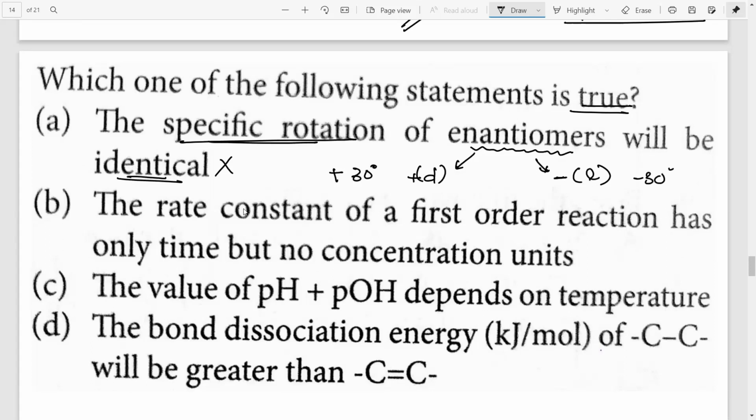Okay. Next is the rate constant of a first order reaction has only time but no concentration units. This is very true. The rate constant K for the first order reaction has units of time inverse. So this is a true statement. The value of pH plus pOH depends on temperature.